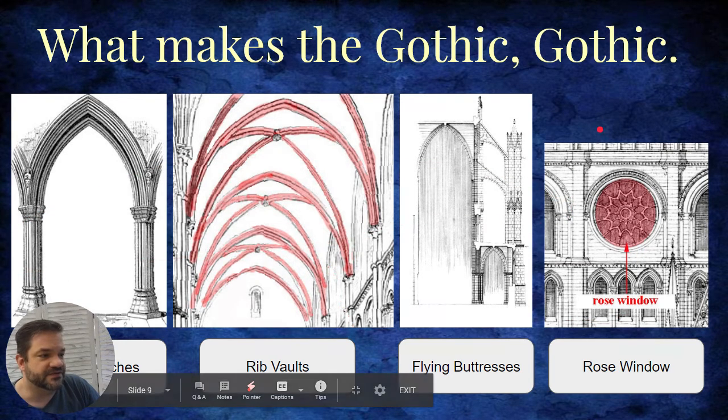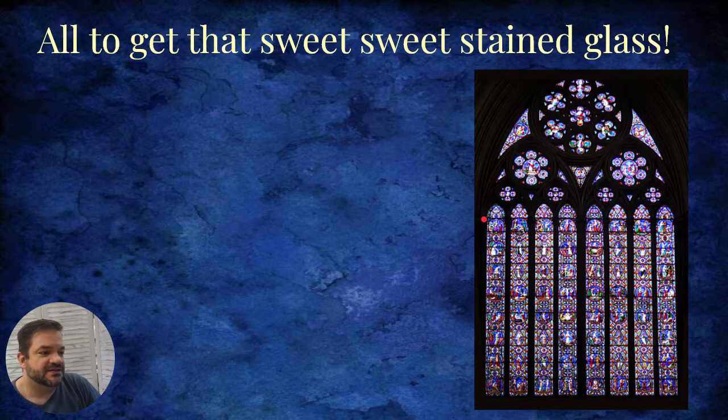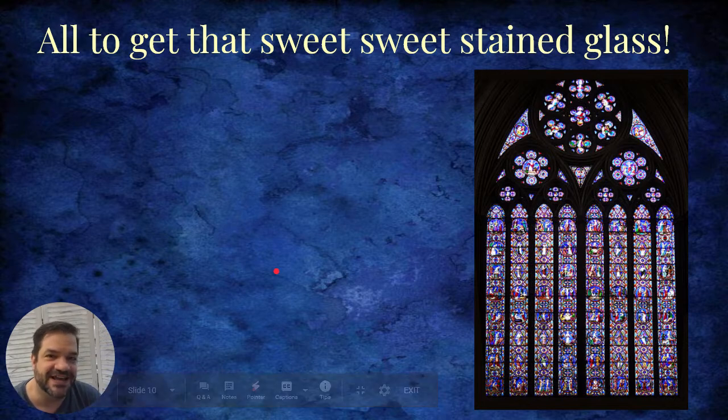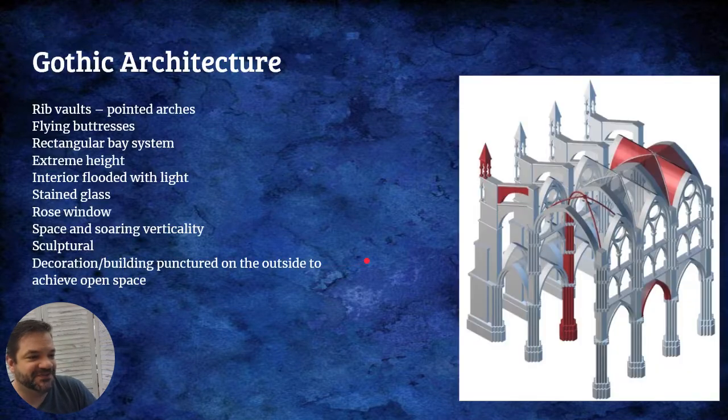All of these serve to make this possible, that sweet, sweet stained glass. Here, this is the crowning achievement of Gothic architecture, when we finally get stained glass. And it is so magical. Okay. We'll talk about stained glass here and what it does in just a moment.